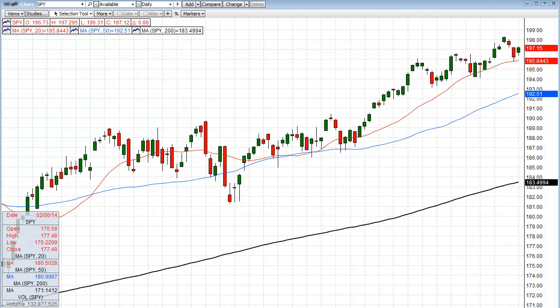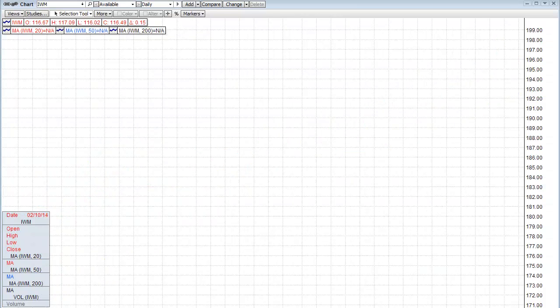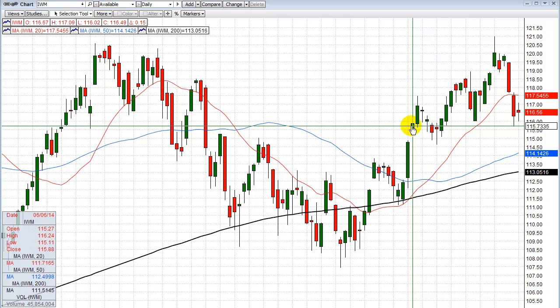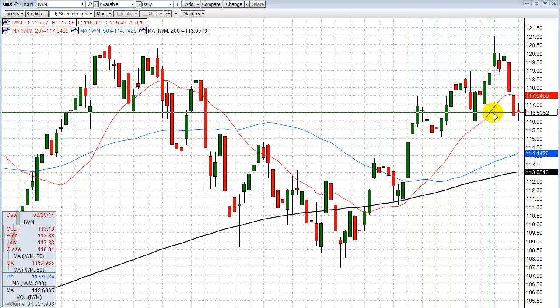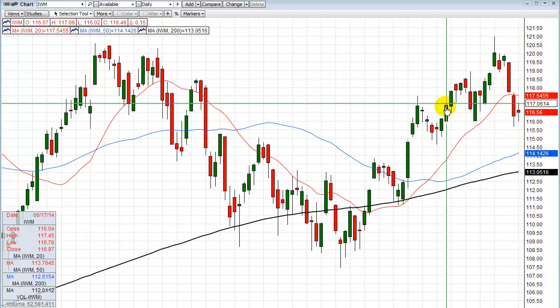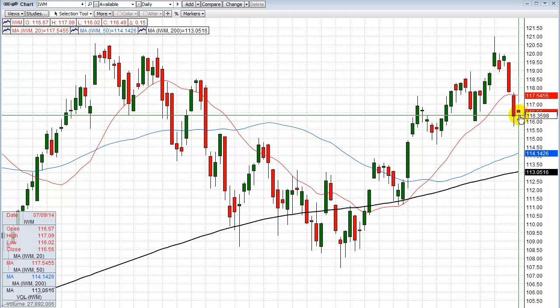Let's take a look at the IWM, which is the small cap Russell 2000 index, and look at that one. Now, I said yesterday, and I've been saying that this is the market leader. Okay, so it was the market leader on the way up, the market leader on the way down, and what happened today? Nothing. Okay, the IWM was a nothing day. We basically opened up at 116.67 and we closed at 116.56. So all in all, that's a nothing flat day.